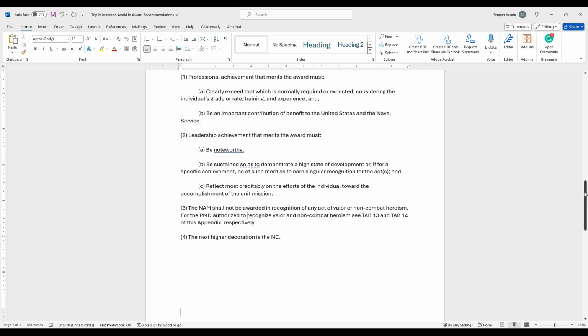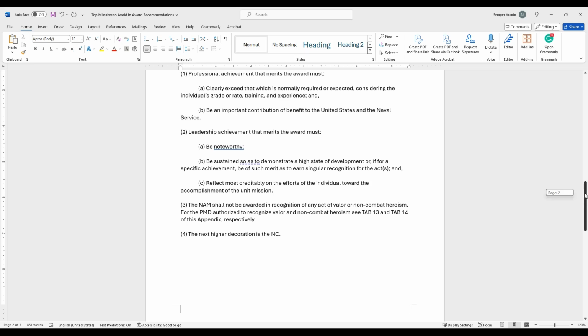So when we're talking about leadership achievement, it has to be noteworthy. It has to be something that is greater and beyond the norm, be sustained as to demonstrate a high standard of development or in the specific achievement, be of such merit to earn signal recognition for acts, and reflect most creditably on the efforts of the individual towards the accomplishment of the unit's mission. I haven't seen a lot of these awards for specific leadership for NAMs. Usually they're under the professional achievement piece, especially in the administrative world. But this is a type of situation where you could talk about Marine development. You could talk about, usually maybe on the Victor unit side, getting Marines ready for their unit mission, things like that. But again, these are the types of things that you need to make sure you have an understanding of before submitting Marines for awards.